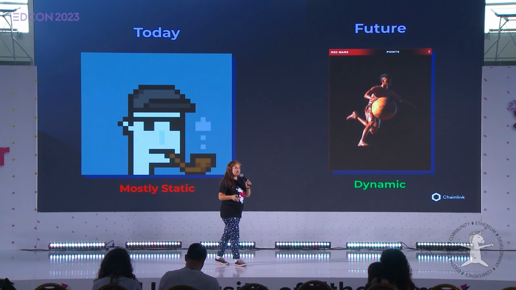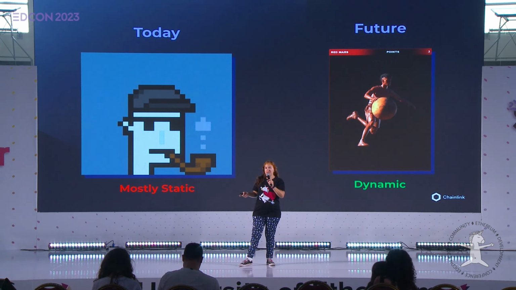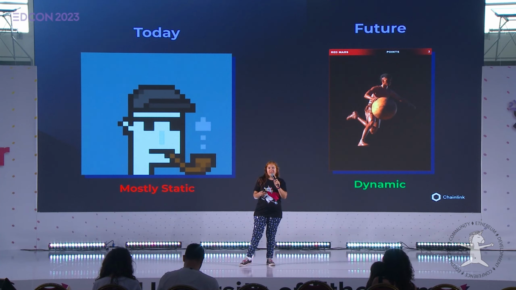But the idea is that in the future, all of the NFTs will be dynamic. Like here, it's an image, not an animation, but this is an NFT from LaMelo Ball, the player. And he has an NFT that is updating with his scores in basketball.